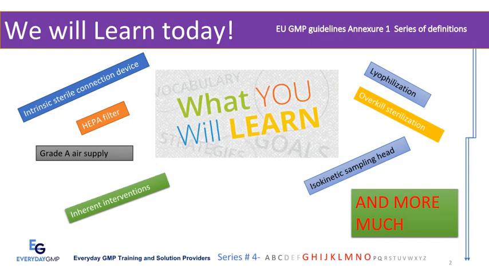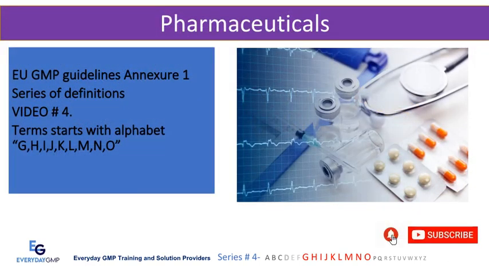EU GMP Guidelines Annex 1 Series of Definitions. Video number 4. Terms starting with alphabet G, H, I, J, K, L, M, N, O.